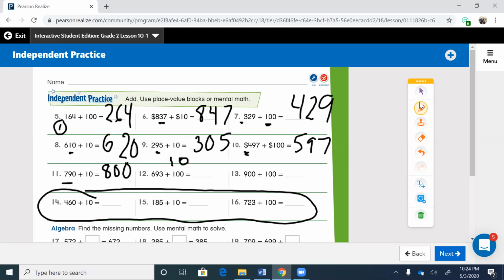693 plus 100. 6 is in the hundreds place. It's going to go up 1, so it will become a 7. Tens and 1s stay the same.